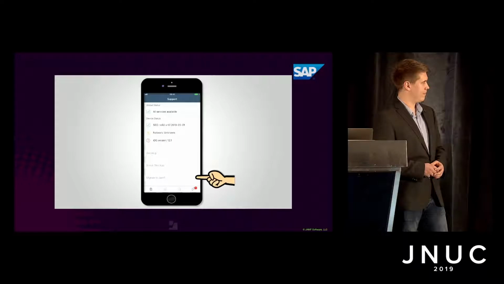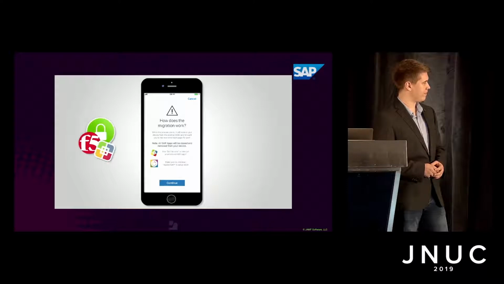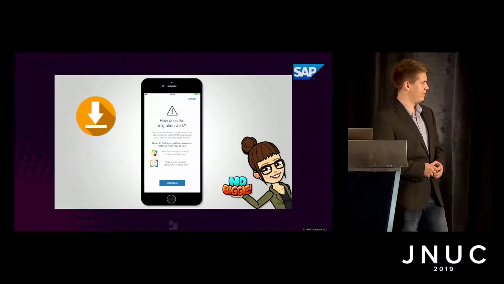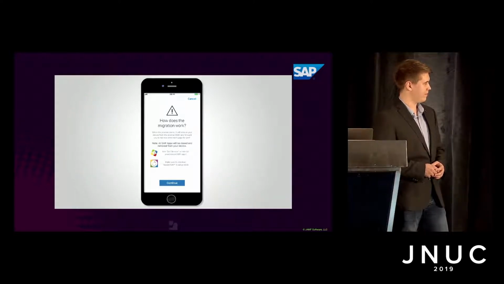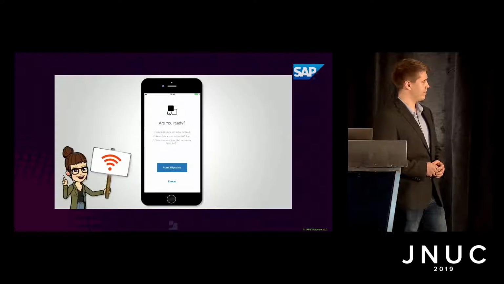Tap Migrate to Jamf. Tap it again. Once you migrate, your SAP apps will be removed from your device, but fear not, you can reinstall them via the self-service app after. Tap Continue. Remember to finish ongoing tasks since they won't be stored after the migration. Then, if you are connected to the Wi-Fi, tap Start Migration.